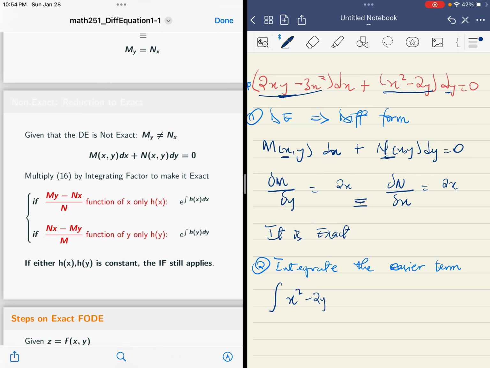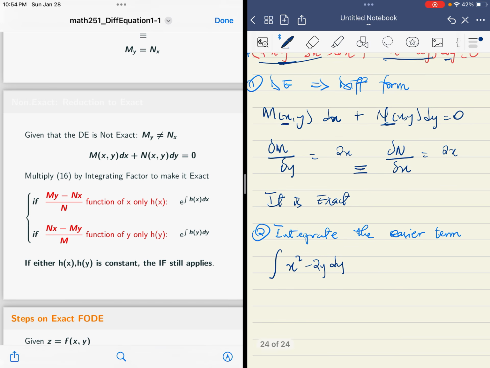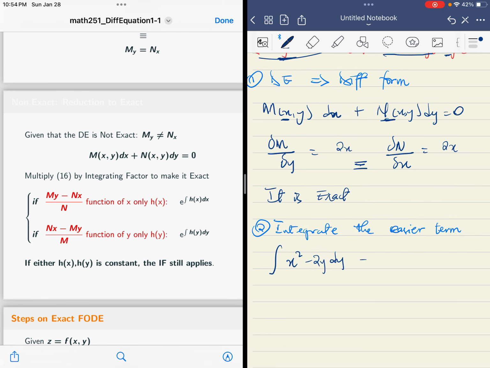Now, in this part of your solution, when you are integrating, you take it along with the dy or the dx that it comes with. So N of x,y comes with dy, and we are integrating this term with respect to y. What does that give us? That gives us x squared y minus y squared. Now, in integration without limits, you always have to have an arbitrary constant, so ordinarily you will put in a plus c.